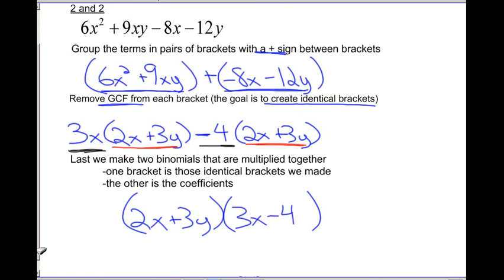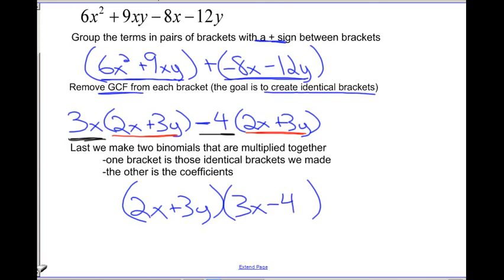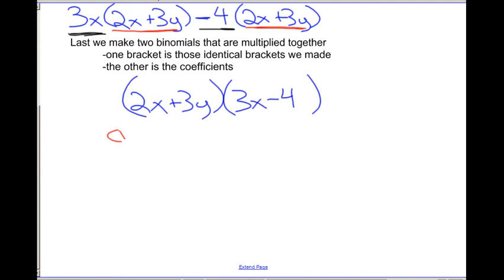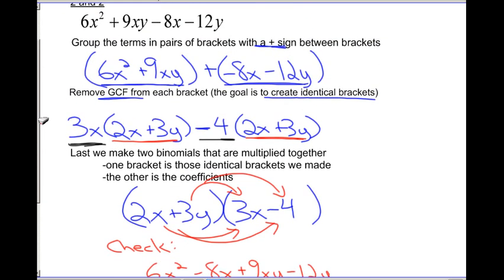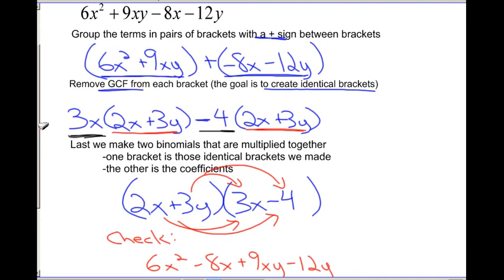As per usual, we can ask ourselves, well, did we do it right? Let's check. There's no reason for us to wonder. So if we checked, we'd have 2x times 3x is 6x squared. 2x times negative 4, that's negative 8x. This would give us 9xy and negative 12y. Is that the same thing as we started out with? Absolutely it is. It's in a little different order, but that's no problem for us.